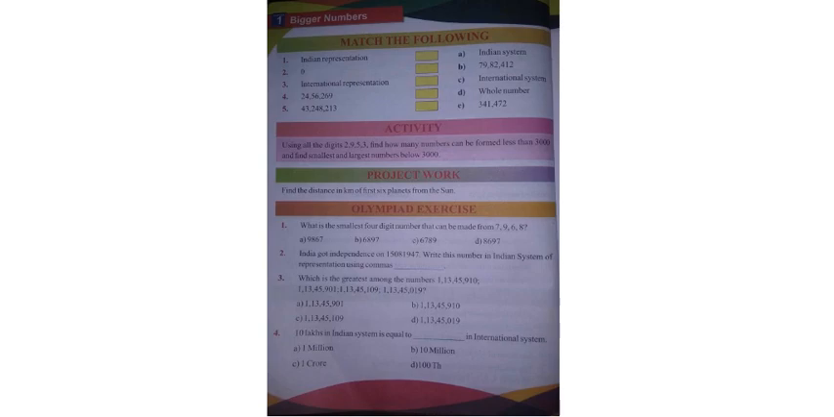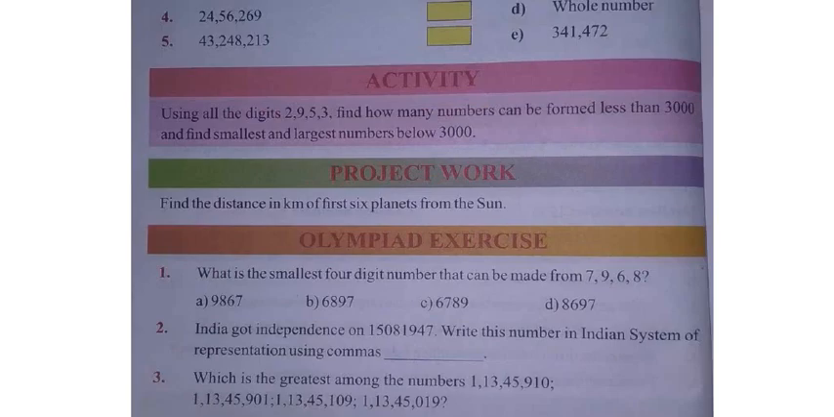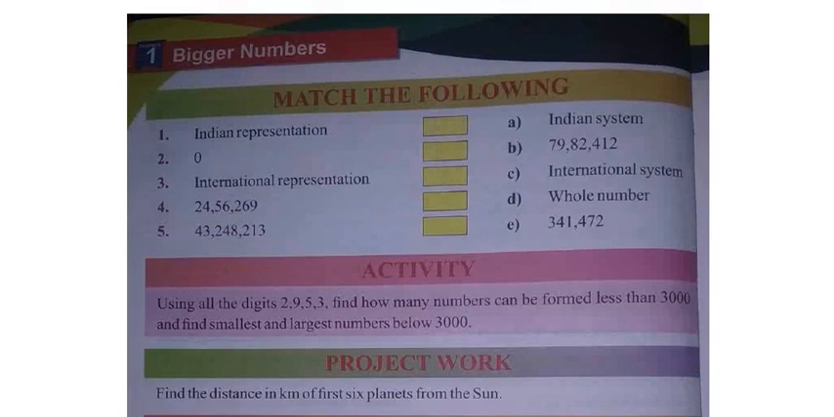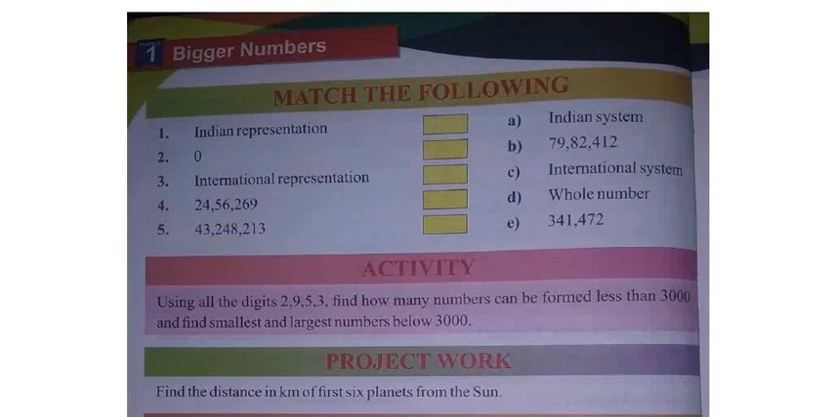Yes. Now see here. Indian representation, 0, international representation, and here some numbers they give. This is the Indian system and this is the international system. So I think the fourth one is A, and this is the international system, so this is C, and 0 is a whole number, that is D.